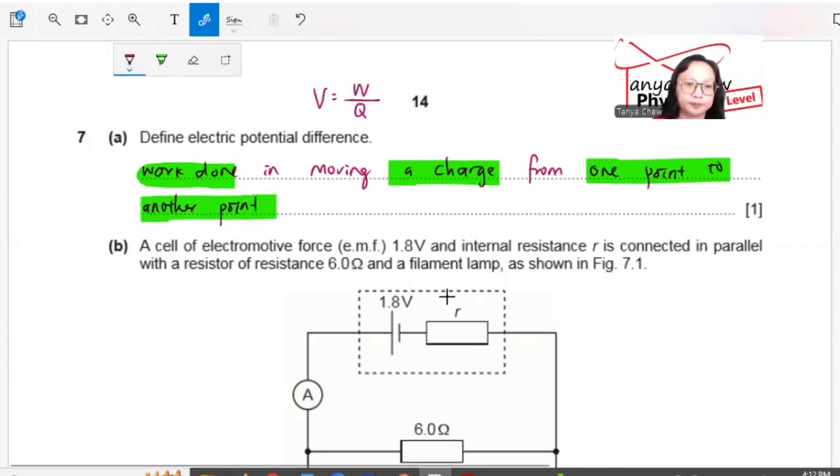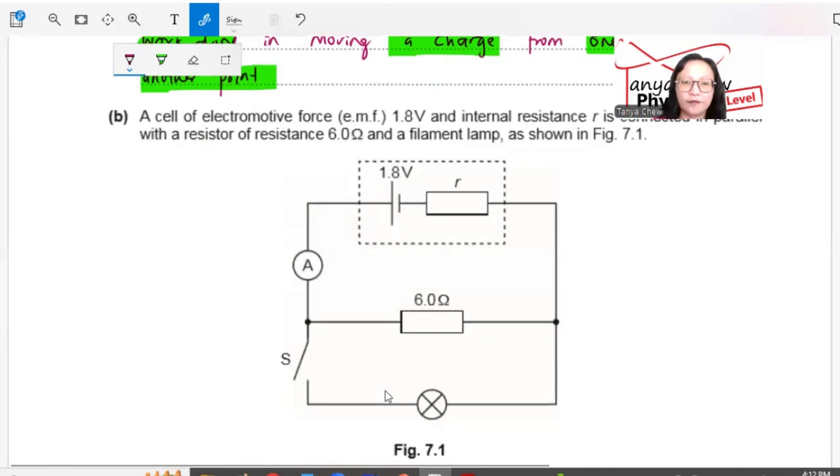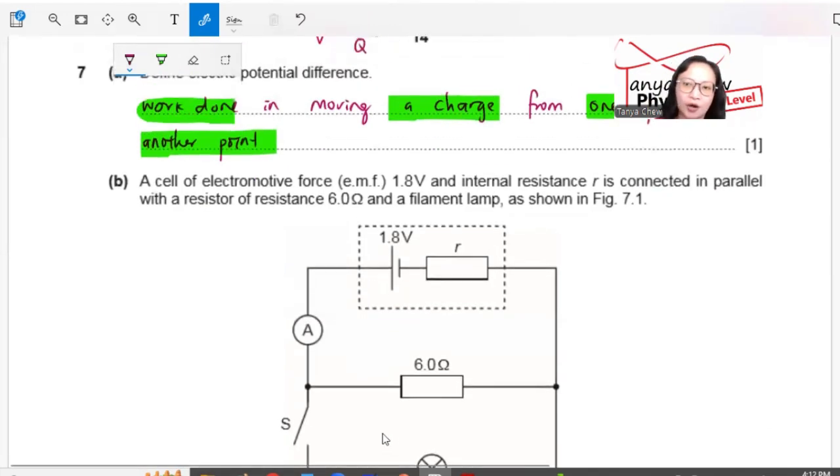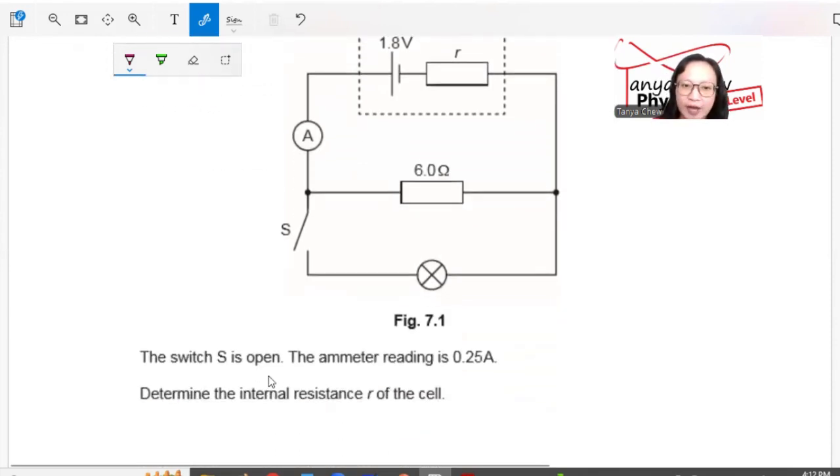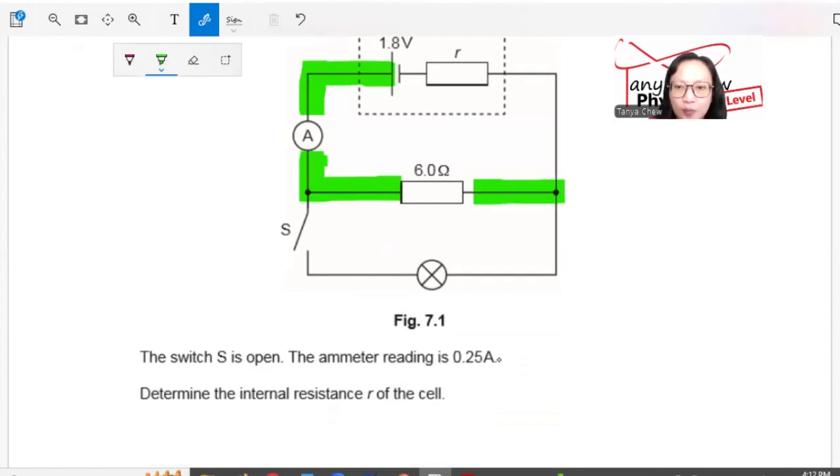This is very important. B, a cell of EMF 1.8 volt and internal resistance r is connected in parallel with a resistor of resistance 6 ohm and a filament lamp as shown in Fig 7.1. The switch S is open, meaning to say that the current can only flow in this circuit without the lamp.